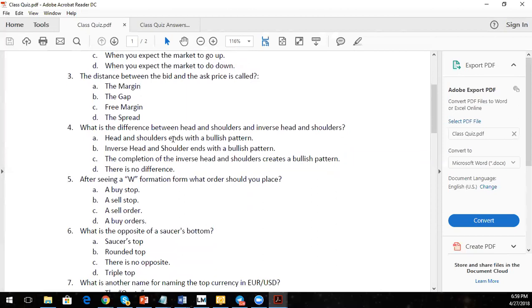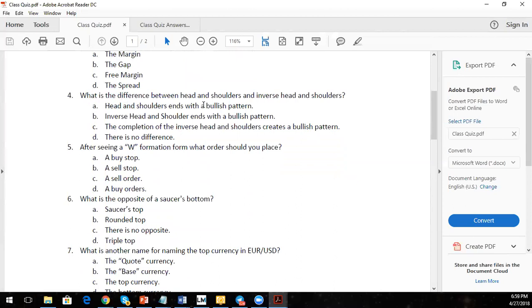All right, so next question. What is the difference between head and shoulders and inverse head and shoulders? A, head and shoulders ends with the bullish pattern. B, inverse head and shoulders ends with the bullish pattern. C, the completion of the inverse head and shoulder creates a bullish pattern. Or D, there is no difference.